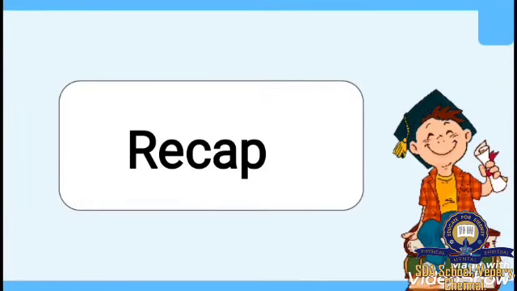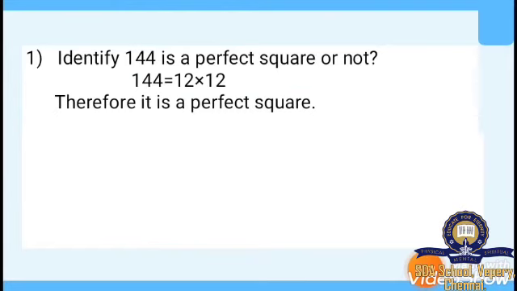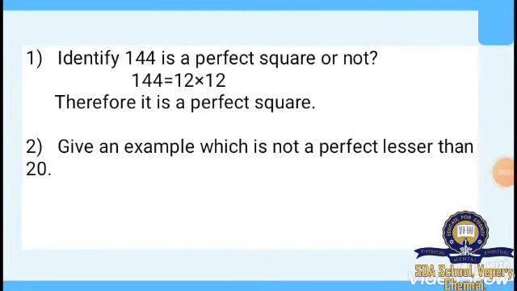Let us see a quick recap of the things we learned in this chapter. Can anyone identify whether 144 is a perfect square or not? Yes, of course, it is a perfect square because 144 is equal to 12 into 12. So it is the perfect square of 12. Now anyone can answer this question.